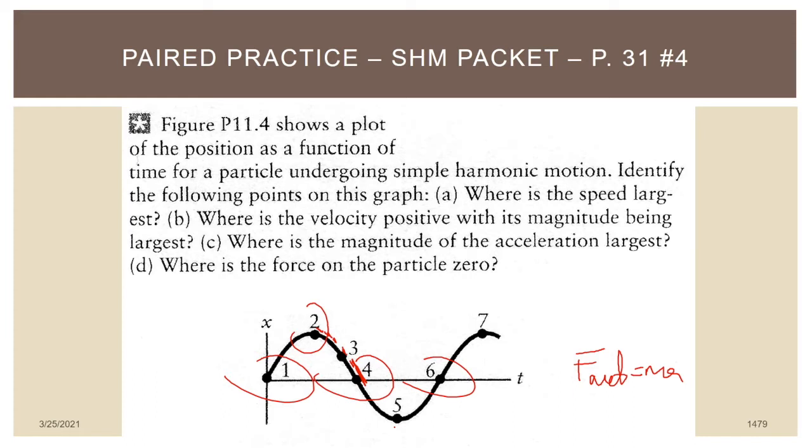Now notice that's not the case for gravity, because the force of gravity is always acting in the same direction there. But because the force is literally changing directions here as the object oscillates back and forth, it has a moment where it goes to 0.